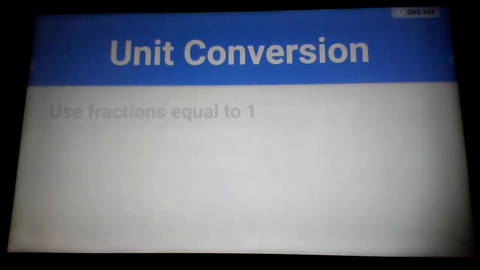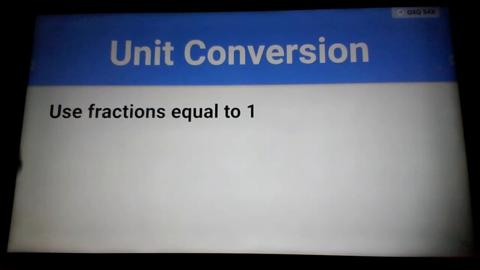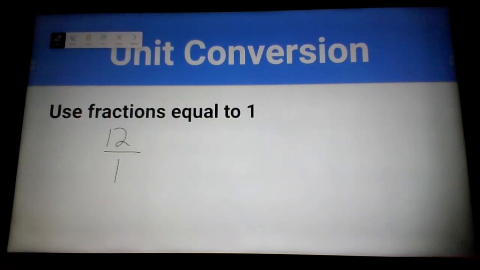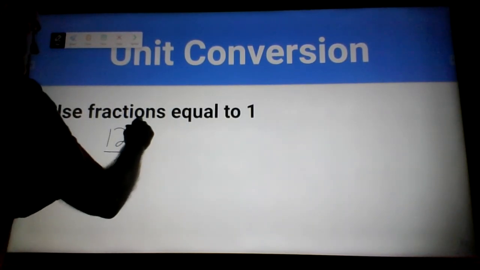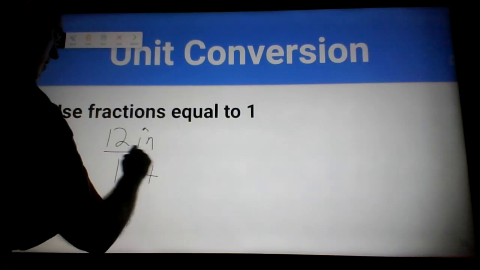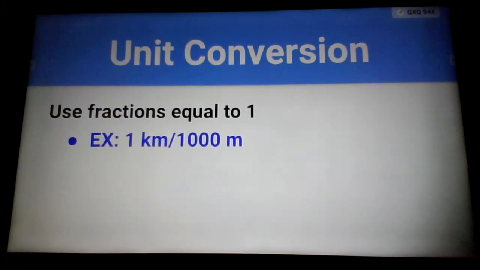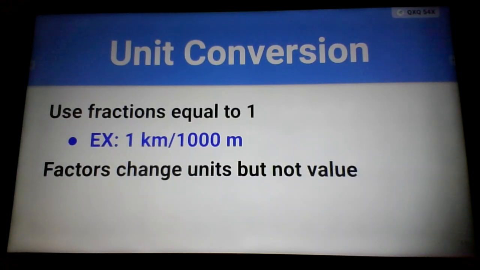We do have unit conversions to keep track of. Use fractions equal to 1. Now realize something. What I had up there a moment ago, 12 over 1 does not equal 1. But 12 inches over 1 foot, since those are the same length, that does equal 1. Any value except 0 divided by itself equals 1. 0 divided by 0 does not exist. 1 kilometer is 1,000 meters, so this fraction equals 1. 1 kilometer over 1,000 meters. Factors will change the units, but not the value.